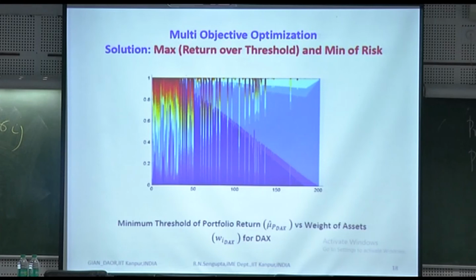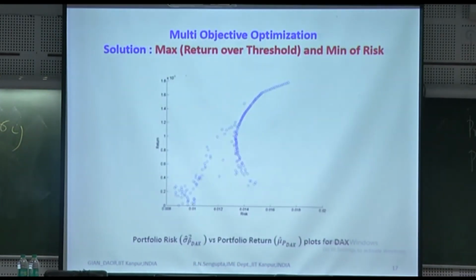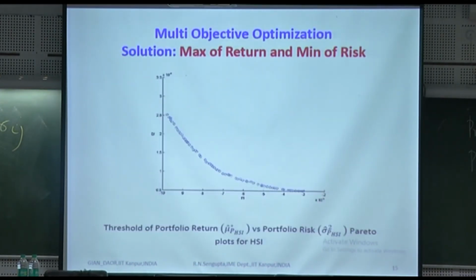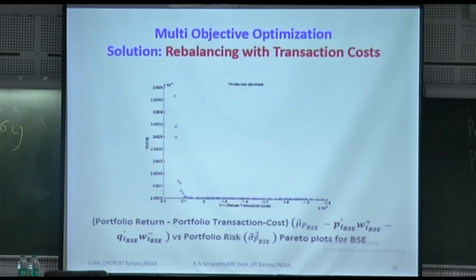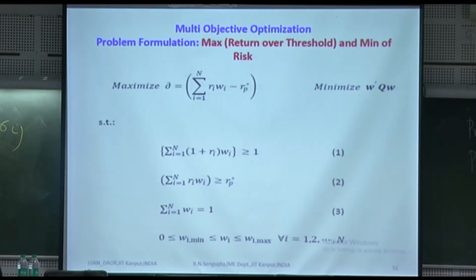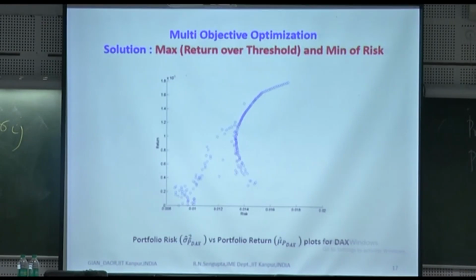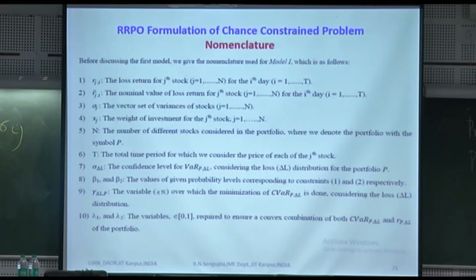Based on that, again I have the risk return profile, I have the Pareto optimal front for the DAX. Initially this was for the Hong Kong Stock Exchange. The first model was for the BSE, the second model for the Hong Kong Stock Exchange, and the third model was this one, the maximum threshold, for the Dow Jones DAX. Now I'll show you only the final results.